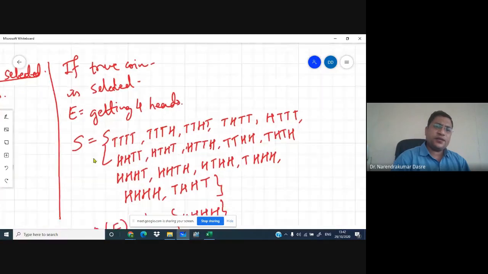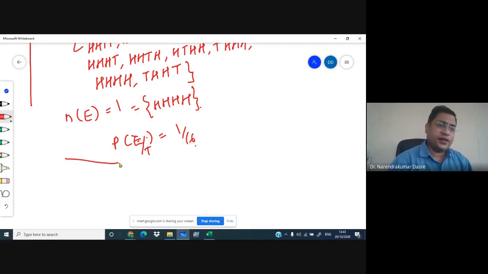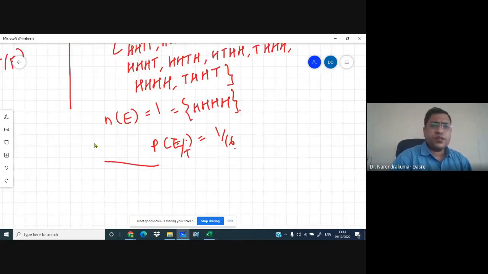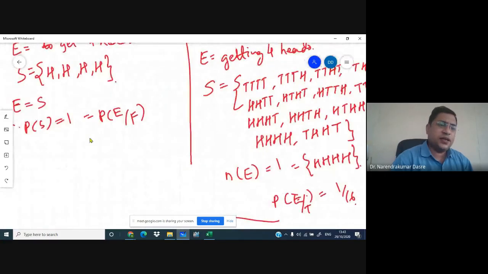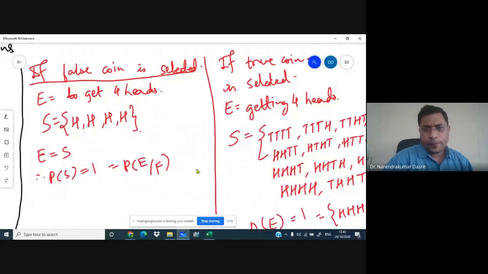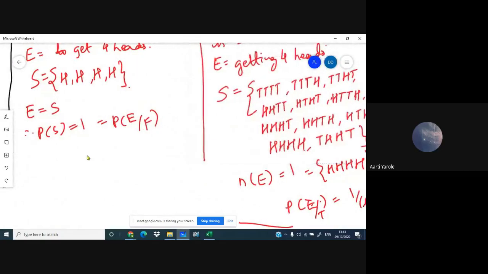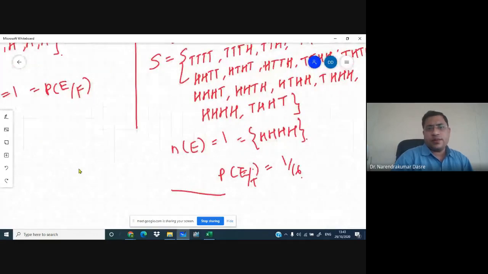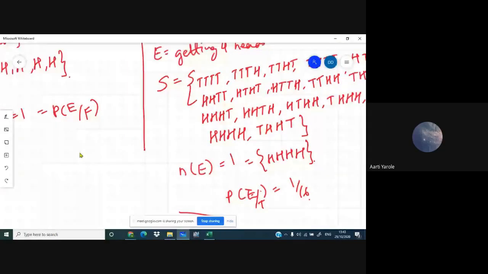Okay, and this had happened when the true coin is selected. So this is what I have written as the probability of getting 4 heads when the true coin is selected. And this is what you have, and the probability when the false coin is selected. So, you got your doubt clear, Aarti? Yes, sir, I understood. Okay, you got it, no? And how we got this 1 by 16 and this is going to be 1? Yes, sir. Okay, I got it.